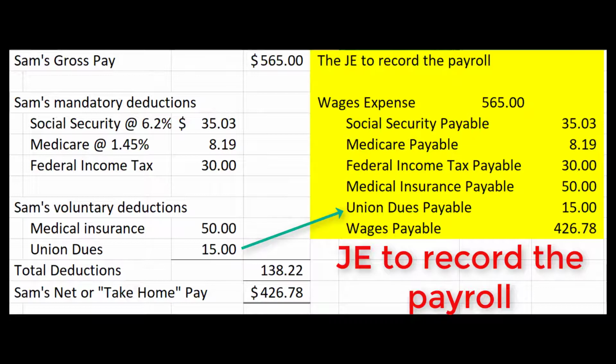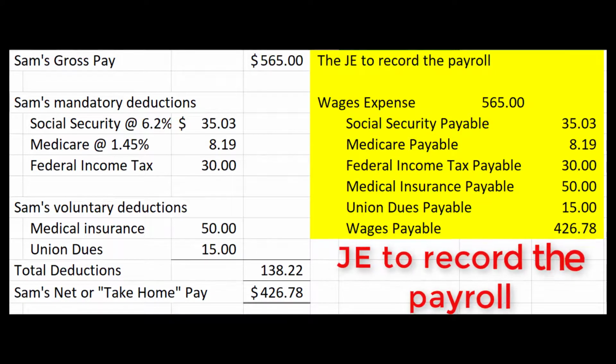When you take the difference between the debits and the credits, or another way of saying it is when you take the difference between the wages expense and all of the deductions, you wind up with the net pay. In this case, the net pay totaled $426.78, and that rounded out our journal entry as the net pay was credited to wages payable.